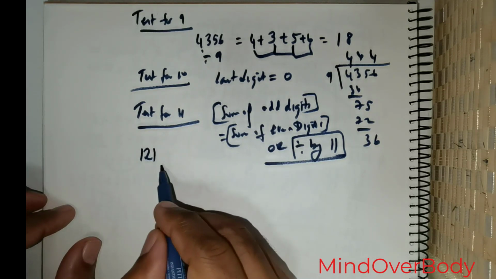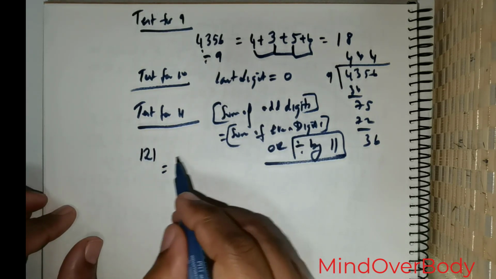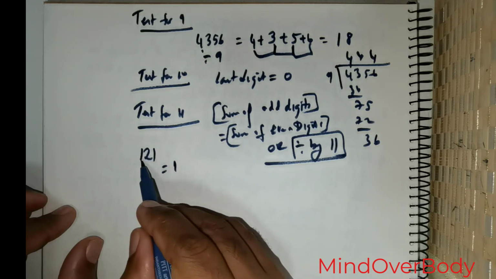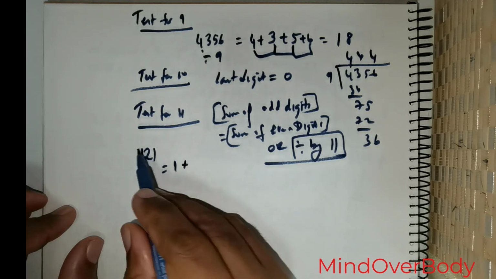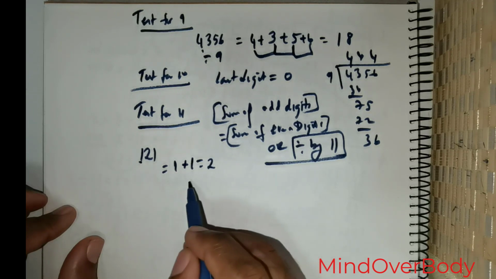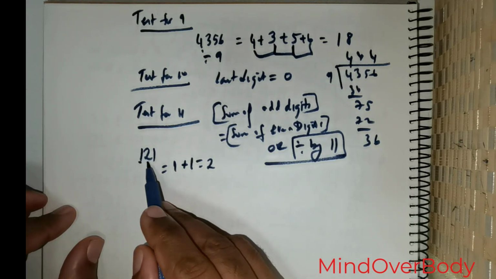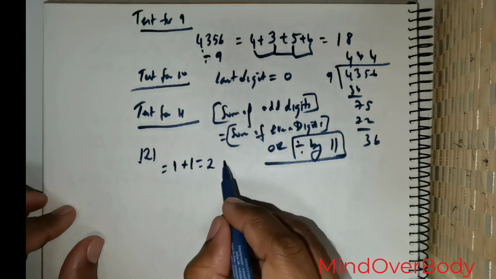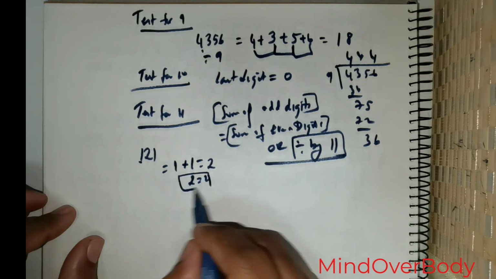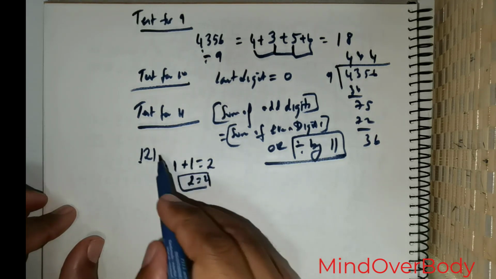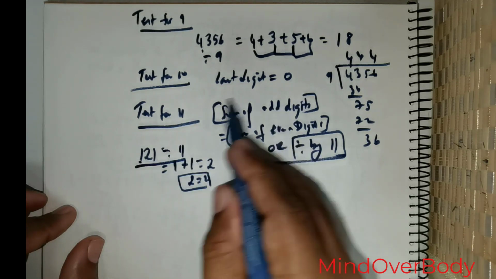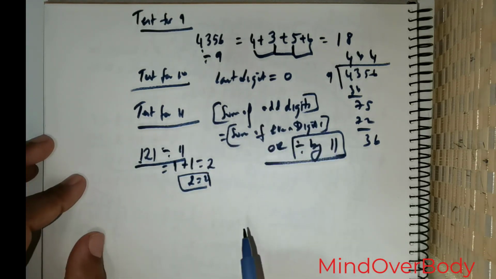Say you've got 121. What is the sum of the odd digits? The odd digits are 1 and 1, so that's equal to 2. Now what is the sum of the even digits? It's 2, right? So clearly 2 is equal to 2, so clearly 121 is divisible by 11. This is based on the first requirement, or the first condition.